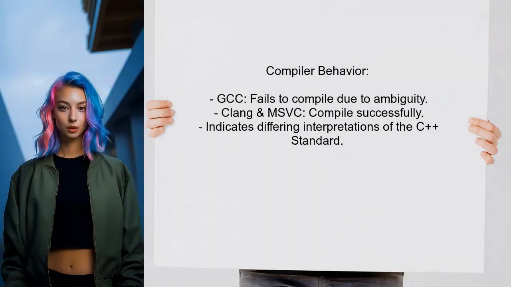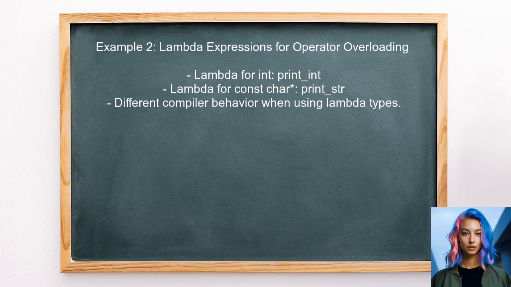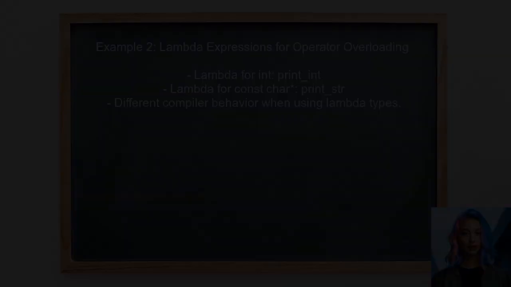The user noted that while GCC fails to compile due to ambiguity, Clang and MSVC compile successfully. This indicates a difference in how these compilers interpret the C++ standard regarding operator overloading. In the second example, the user uses lambda expressions to define the operator functions. The behavior changes again, highlighting the nuances of how different compilers handle overload resolution.